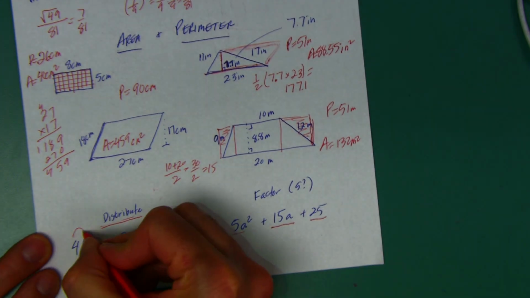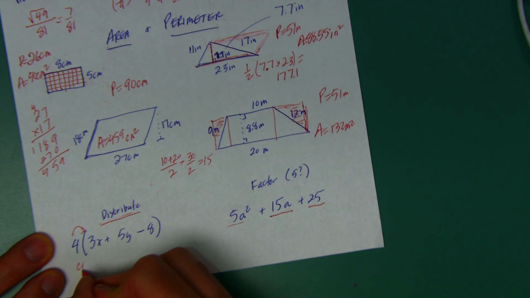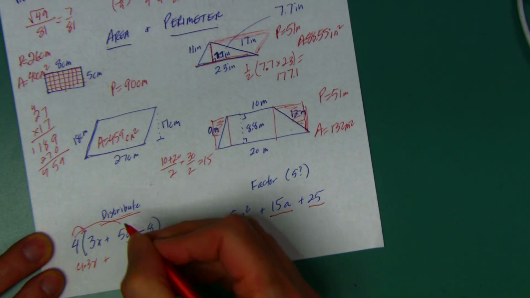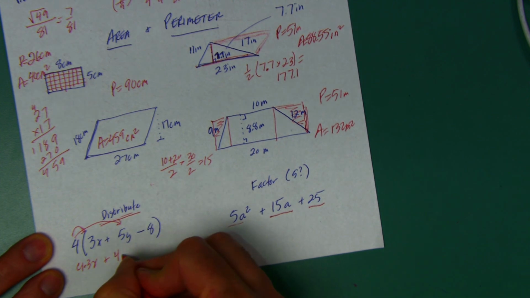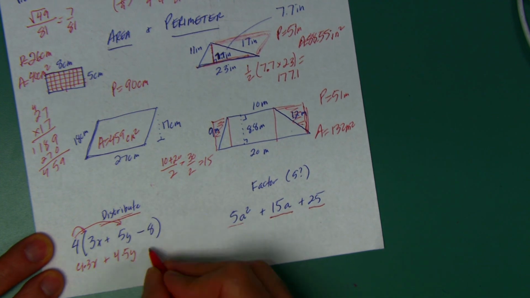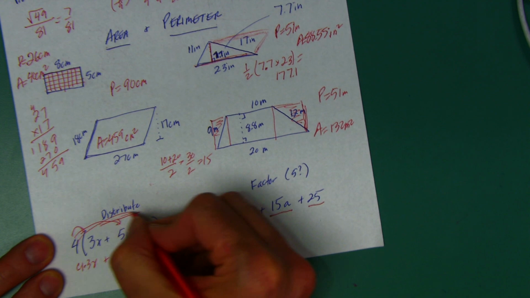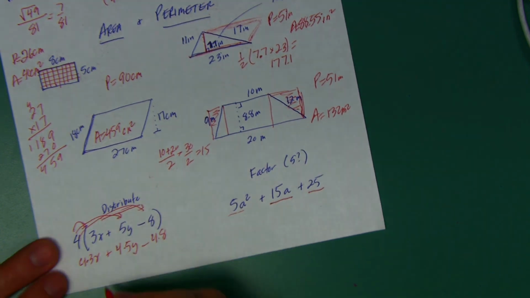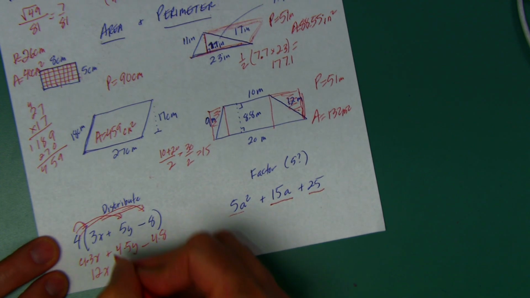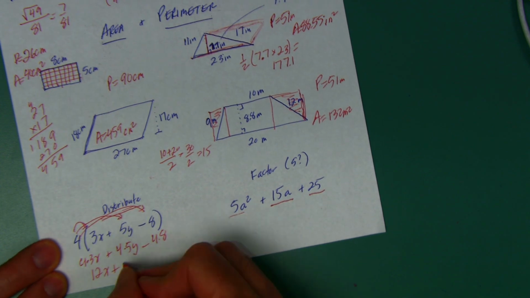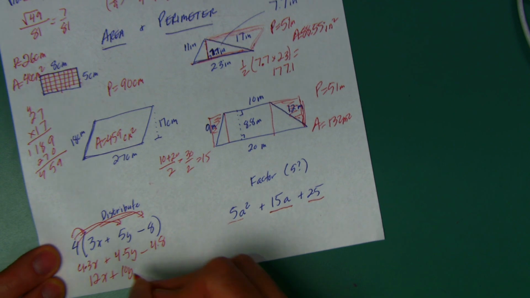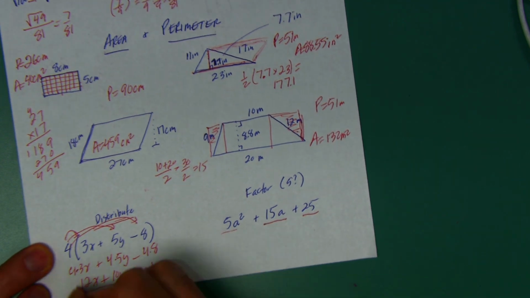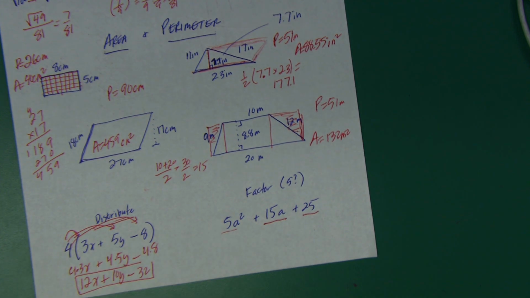Distribute. I got to go 4 times 3x. Right? 4 times 3x plus, not 5y, 4 times 5y minus not 8, but 4 times 8. So 4 times 3x is 12x. 4 times 5y is 20y. And 4 times 8 is 32. Okay, that's your answer on that one.